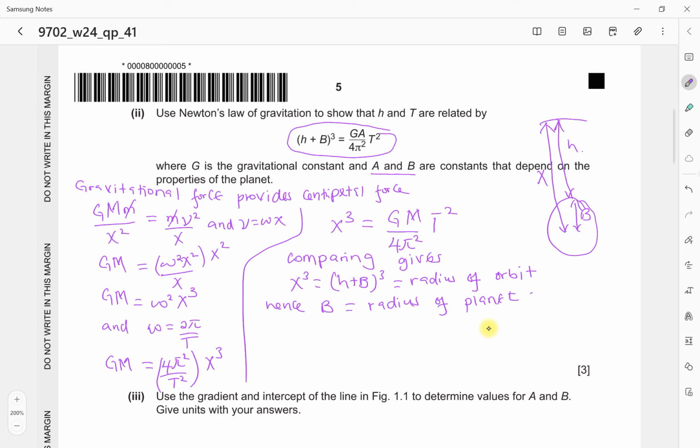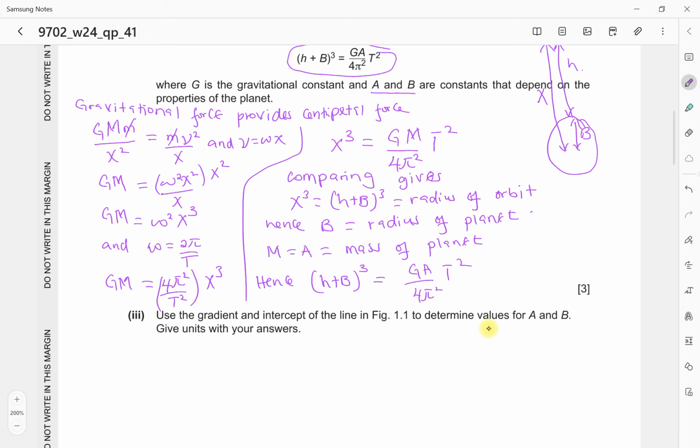That's number one. Number two, when we compare again, we notice that m is going to be equal to A, which is the mass of the planet. Hence, I would just say (h plus b) cubed equals capital G A over 4 pi squared times T squared, as required. Then use the gradient and intercept of the line in the figure to determine values of A and B.